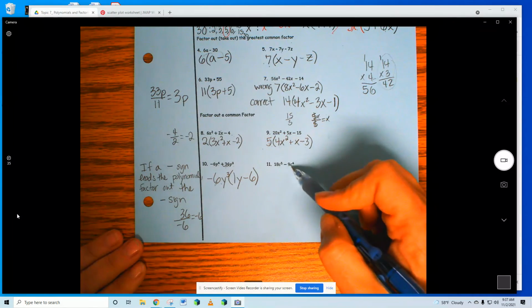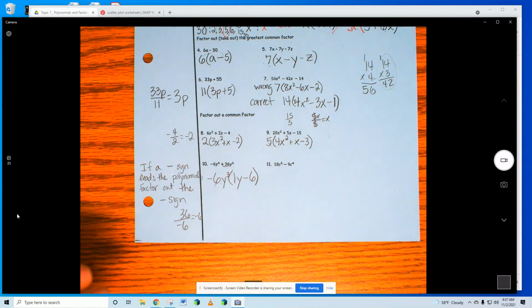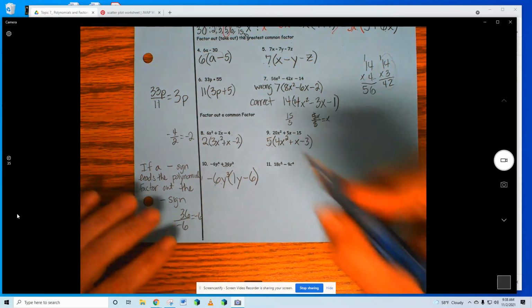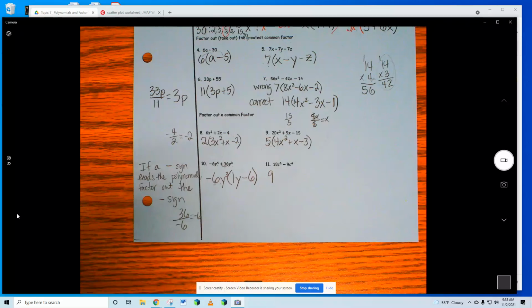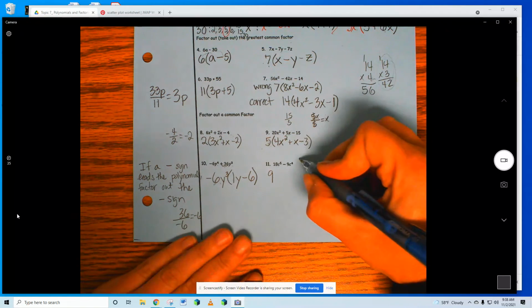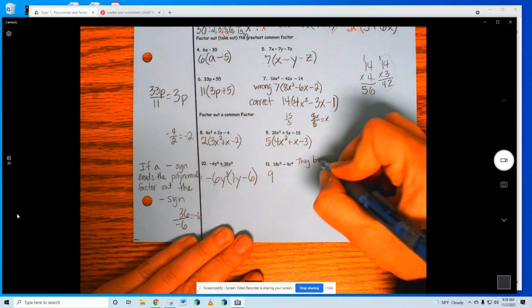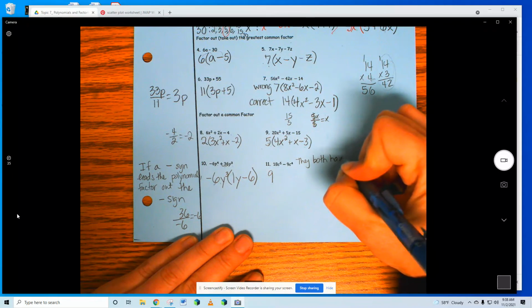18c to the 5th minus 9c to the 4th. What's a common number that comes out of both? 3? No, I could go bigger than 3. 9. Are there any c's in common with both of them? How many c's do they both have? They both have a c to the 4th.